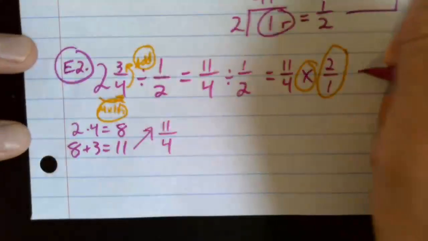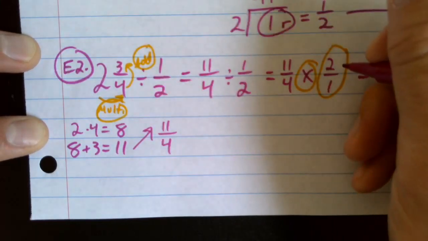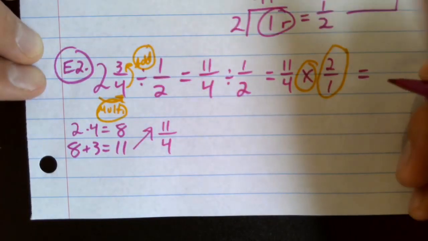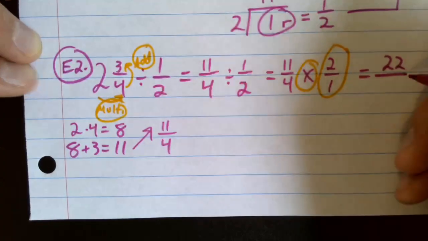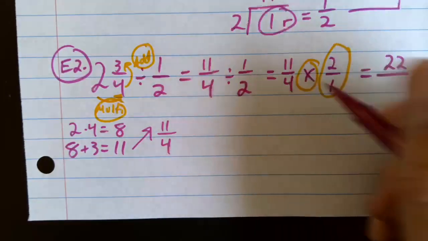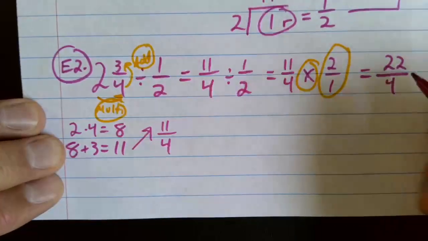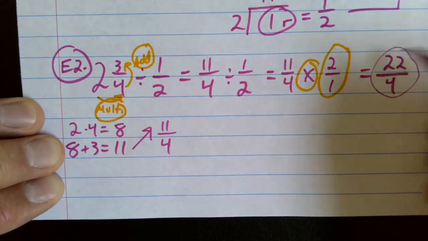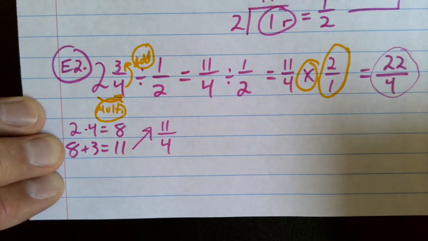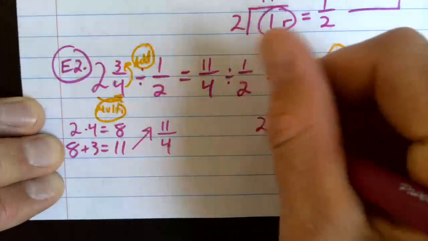All right, and then just multiply across. 11 times 2 is 22. And 4 times 1 is 4, so just divide. So we have an answer here, but step 3, simplify to a mixed number.